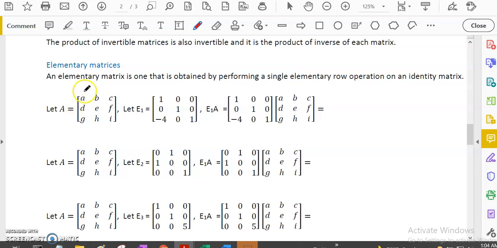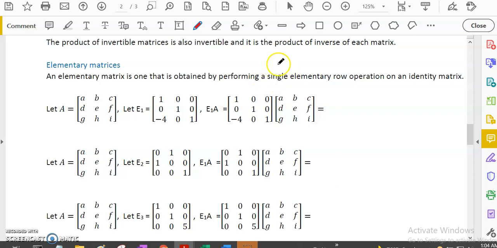Like exchanging two rows, or adding a multiple of one row to another row and replacing that row with the sum. These elementary row operations can actually be used to find the inverse. So to begin with, we talk about something called elementary matrices. There are three types of elementary matrices, corresponding to each elementary row operation.